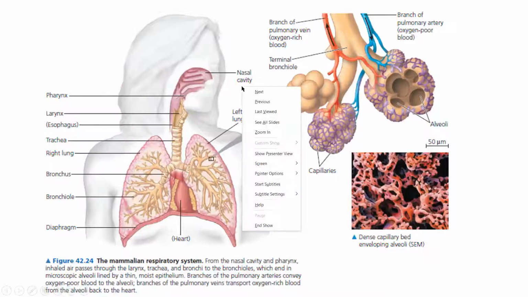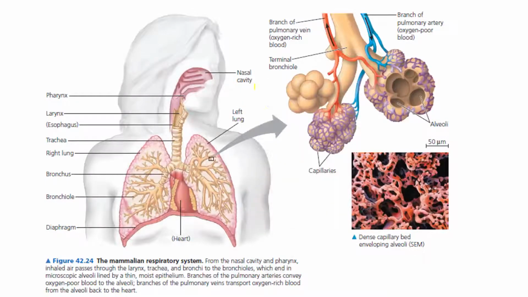This is the structure of the nasal cavity, through which air is inhaled as well as exhaled through the nostril. Then it goes all the way to the larynx, then to the trachea, then to the bronchus, to the bronchiole, and finally to the alveolus.